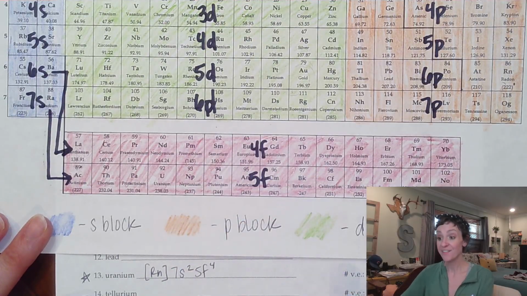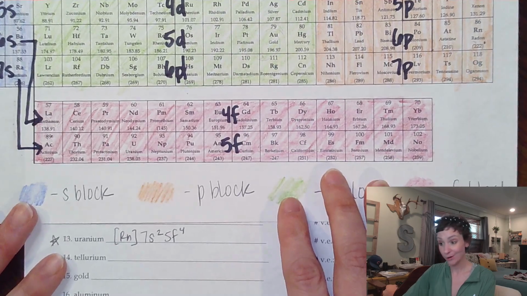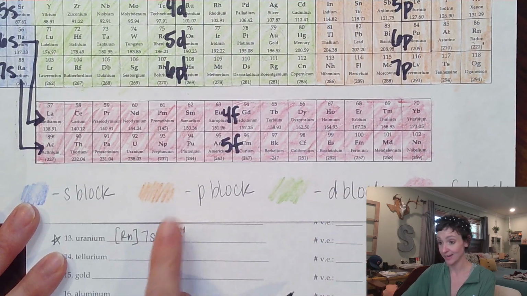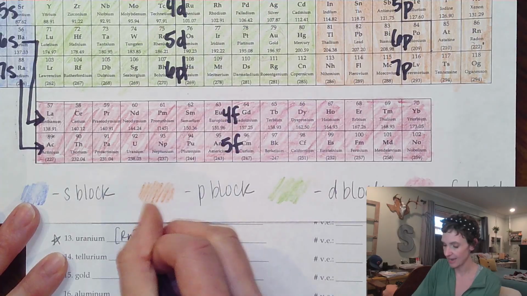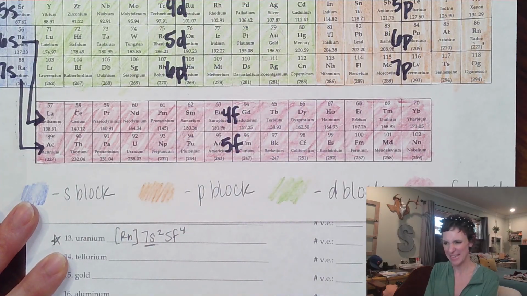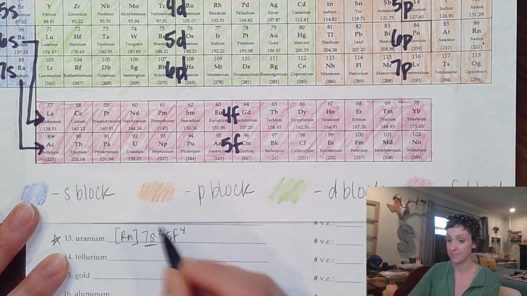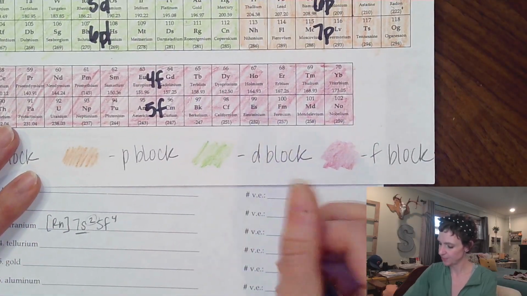5f4. Valence electrons, though, outermost energy level. It's not the 5th one. I got stuff in the 7th energy level. Okay, I don't have anything P, right? But I do have stuff in the S. So my valence electrons for uranium are 2.